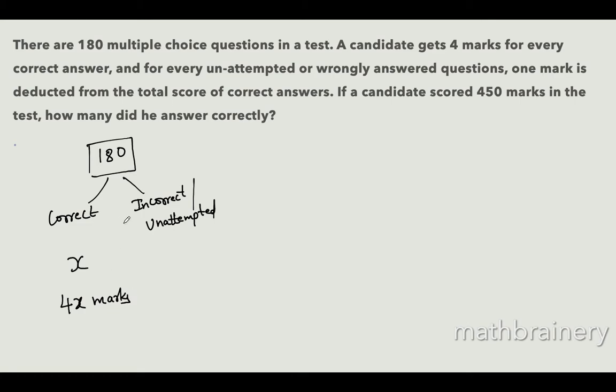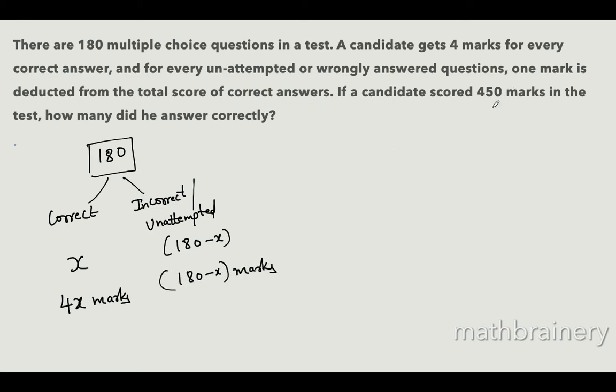Now if there are x correct answers, how many answers are incorrect or unattempted? Obviously there must be 180 minus x. Now what is given? For every unattempted or wrongly answered question, 1 mark is deducted. So we are deducting 1 mark for every unattempted or incorrect answer. So it must be (180 minus x) into 1, that is 180 minus x marks.